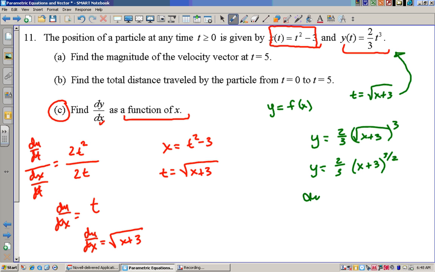All right, how do we find dy/dx? Well, we derive this function. 3/2 times 2/3 is 1, so it's x plus 3 to the 1/2 times the derivative of the inside, which is 1, or in other words, dy/dx is the square root of x plus 3. Notice either way, we'll get the same answer. That's problem number 11.